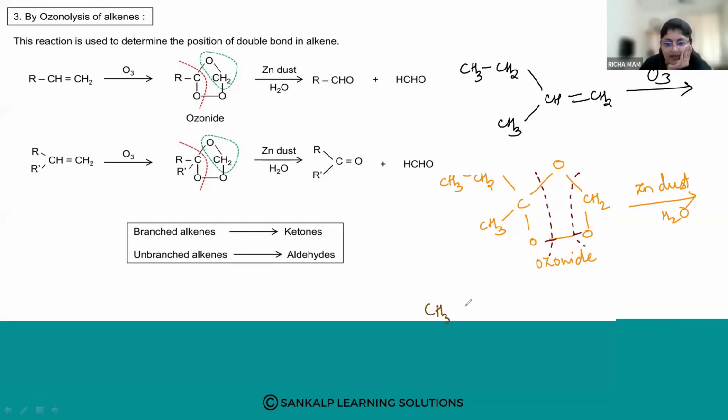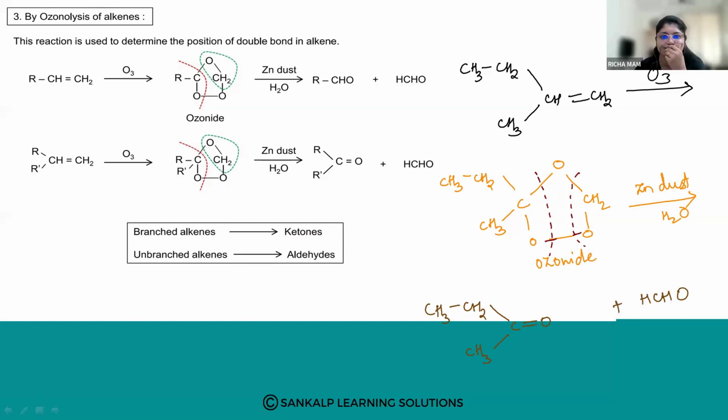CH3CH2C(=O)CH3, a ketone, plus the other product. Are you getting the same? Yes, okay, fine. Others? So practice, take any R or R dash groups and you will get the products.